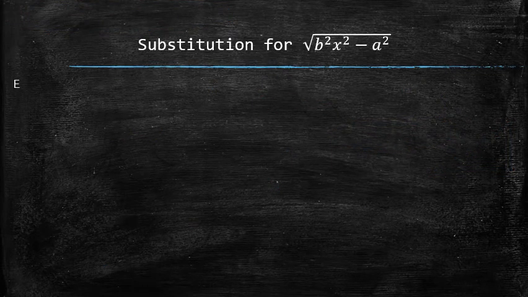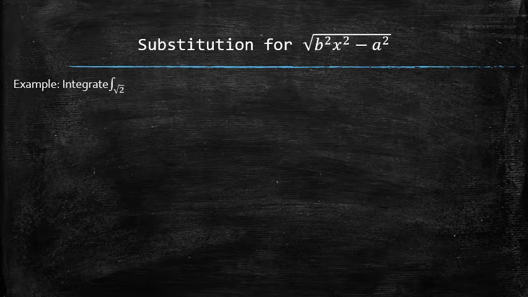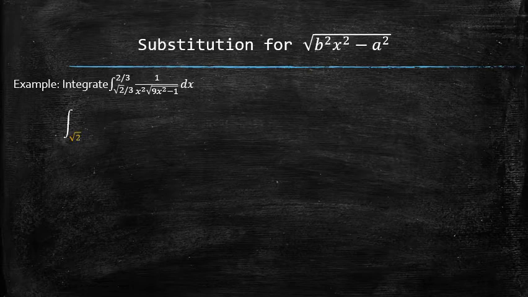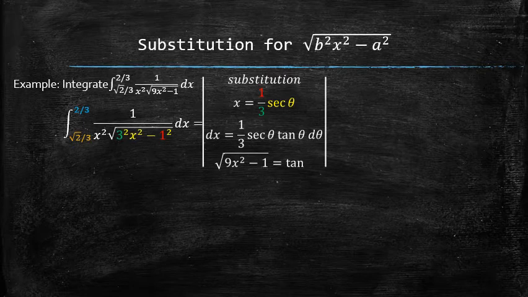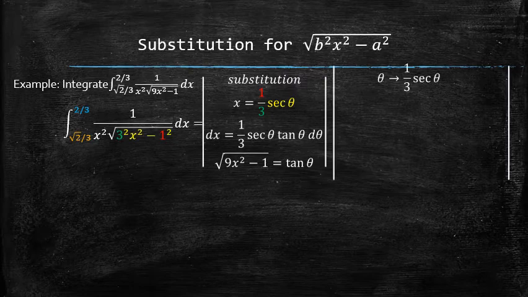Let's do an example of a definite integral of the same function. We first recognize the distinct pattern and set up the substitution by setting the variable x equal to 1/3 of secant of theta and finding the differential of x and the radical expression in terms of theta. We change the limits of integration right after introducing a new variable.